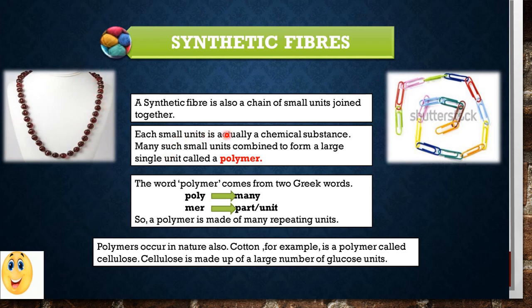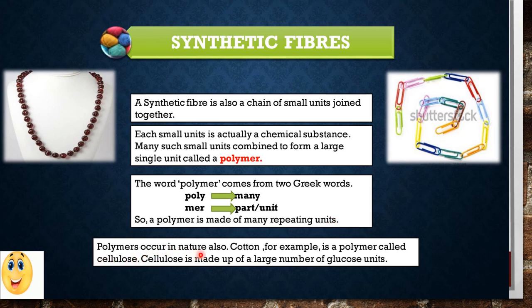Here, each small unit is actually a chemical substance. Many small units combine to form a large unit which is called a polymer. The word polymer comes from two Greek words, poly and mer. Poly means many and mer means part or unit. So the polymer is made of many repeating units.